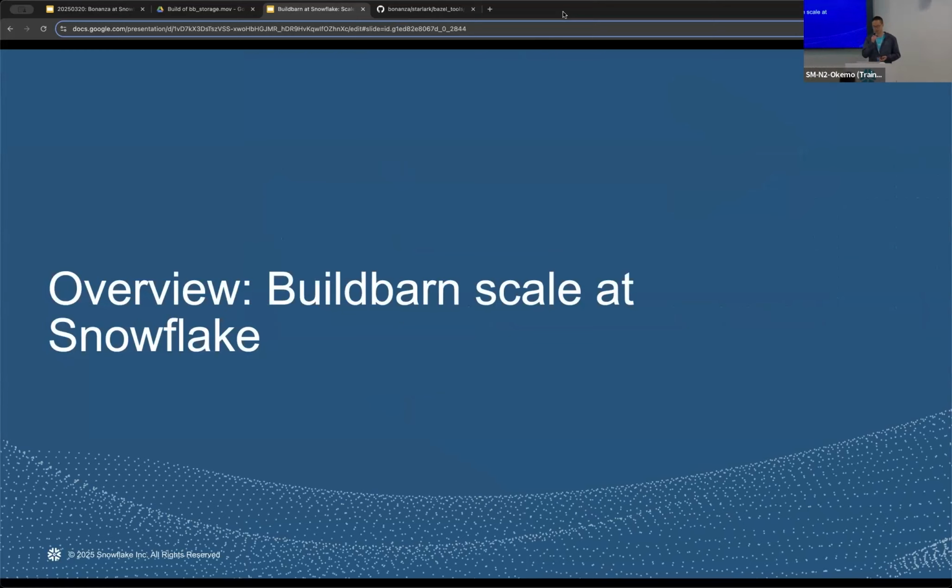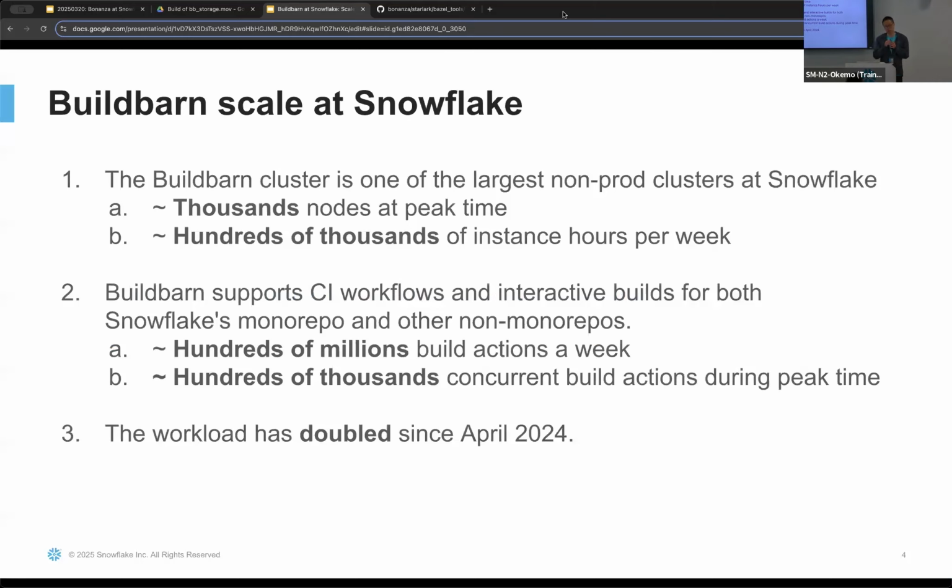So to give the quick overview of Buildbarn scale at Snowflake. At Snowflake, for Buildbarn, we have the dedicated EKS cluster. The Buildbarn cluster is one of the largest non-production cluster at Snowflake. So we run thousands of nodes at peak time and hundreds of thousands instance hours per week.